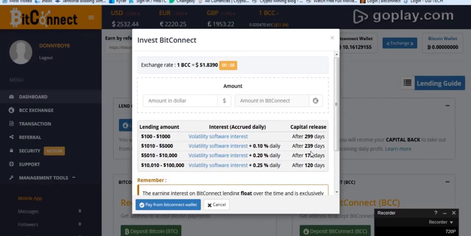Then if you do your initial loan of $5,010 to $10,000, you get the daily interest rate plus 0.2, and your return is 179 days now. If you started your first loan at $10,010 up to $100,000, I'm sure $100,000 plus really, because there's no other higher tiers that I'm aware of, you would get 0.25 extra on top of the daily interest, and you'd get your initial loan amount back in 120 days only, so like 4 months.